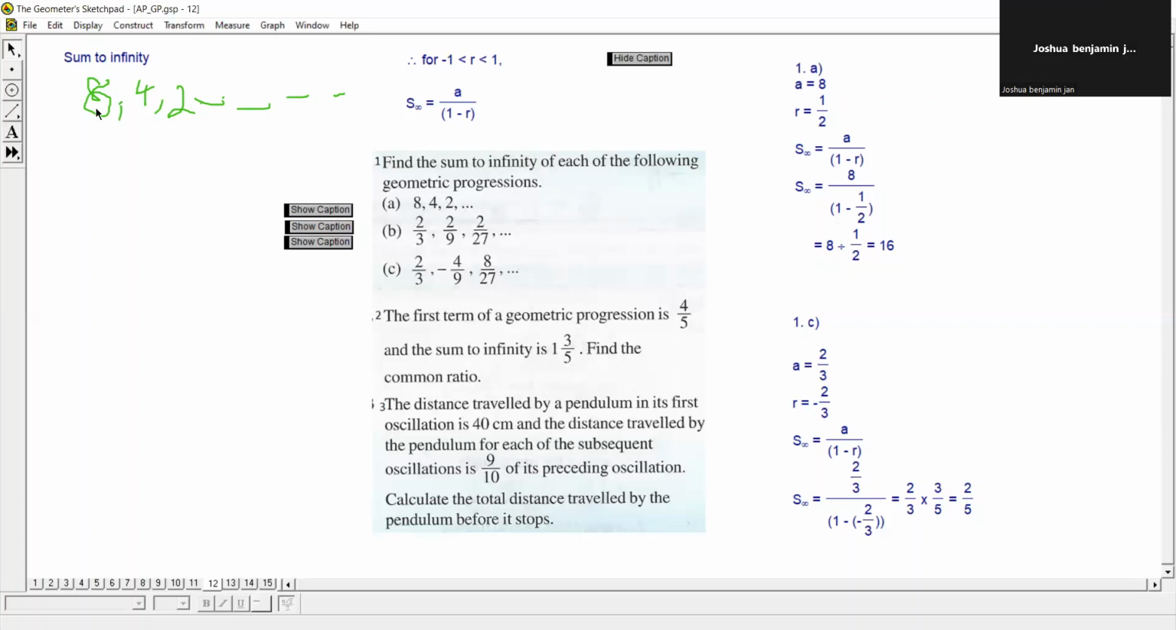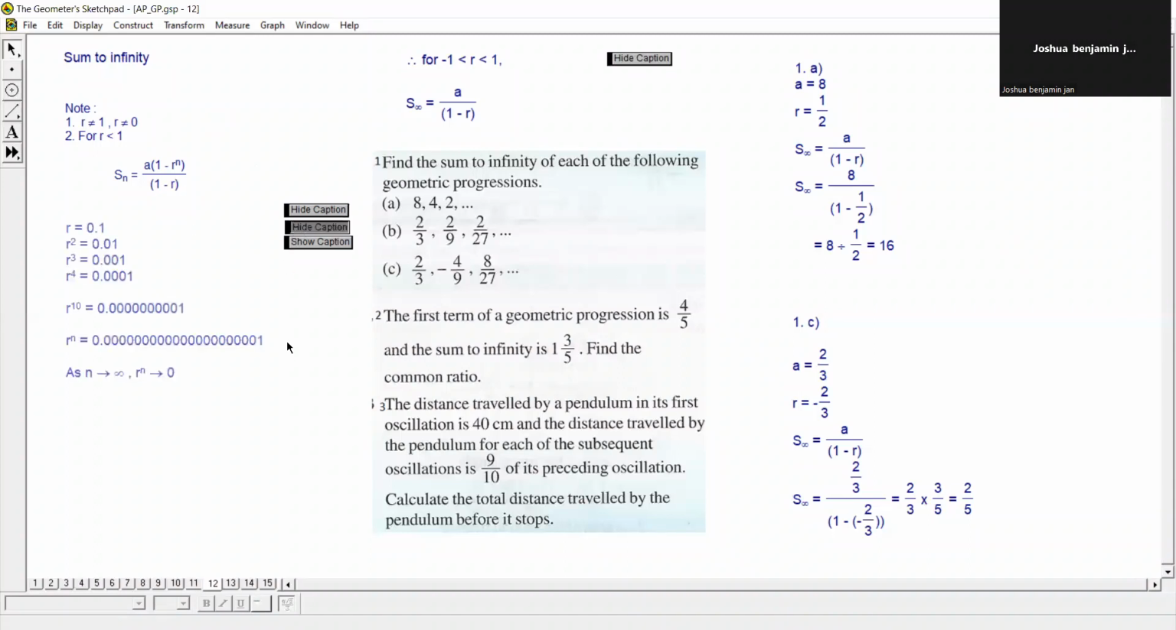So let's say I have this formula. For r less than 1, I told you we have to use this formula, right? Now, let's say the r is 0.1. That means here, 0.1, 0.1, right? So if the r is 0.1, r squared is 0.01. R cubed is 0.001. R to the power of 4 is 0.0001. So the number is becoming smaller and smaller.